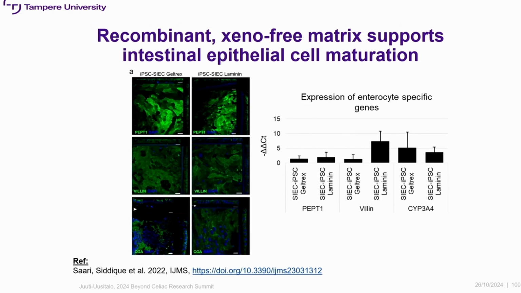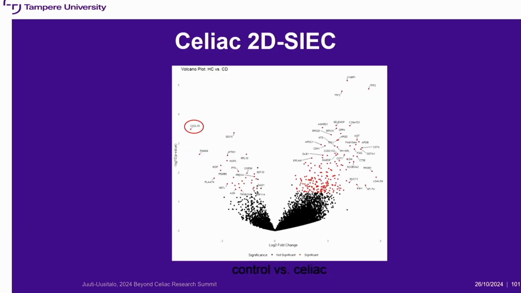In the end stage, at 21 days, we saw that the culture on Geltrex and also the laminin both result in morphologically quite similar epithelial cells. We saw that they express PEPT1 and villin, and in the middle you can see that the laminin is actually inducing better expression of the villin gene.